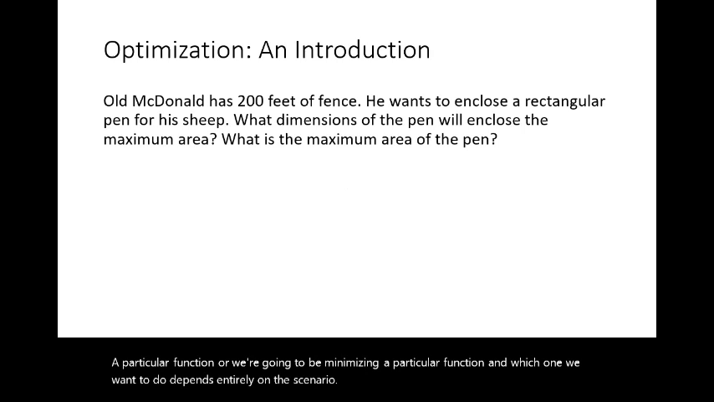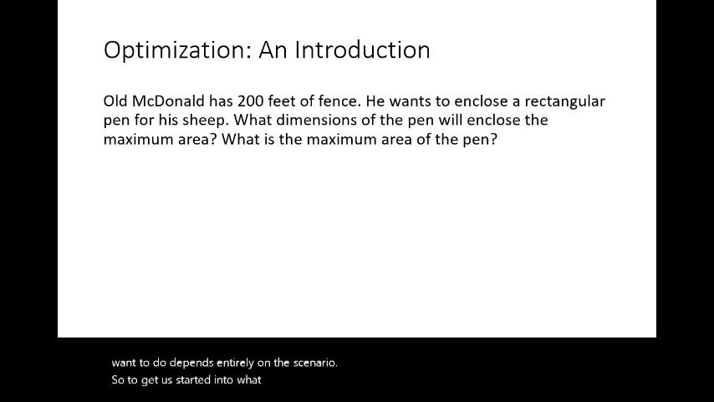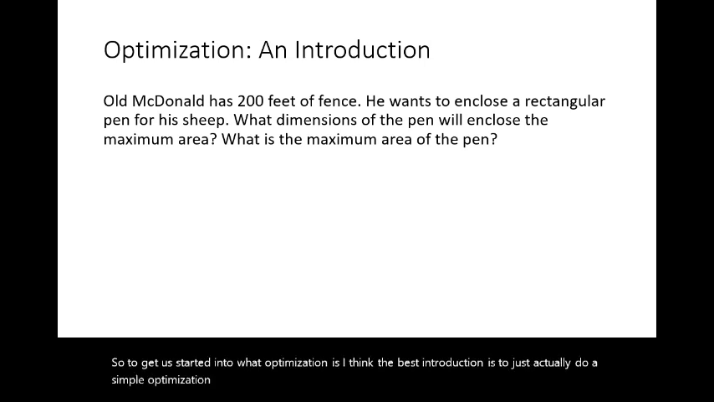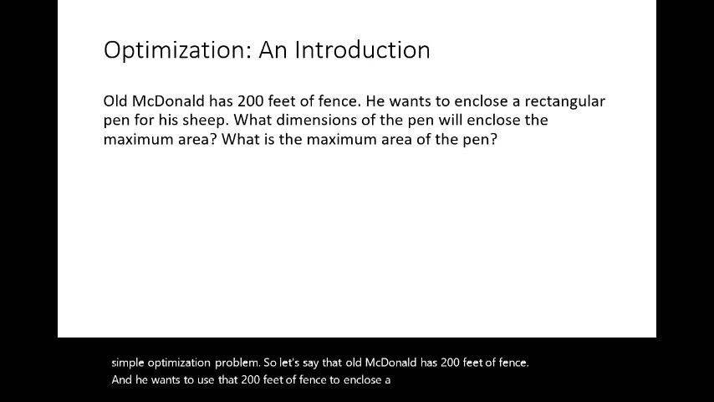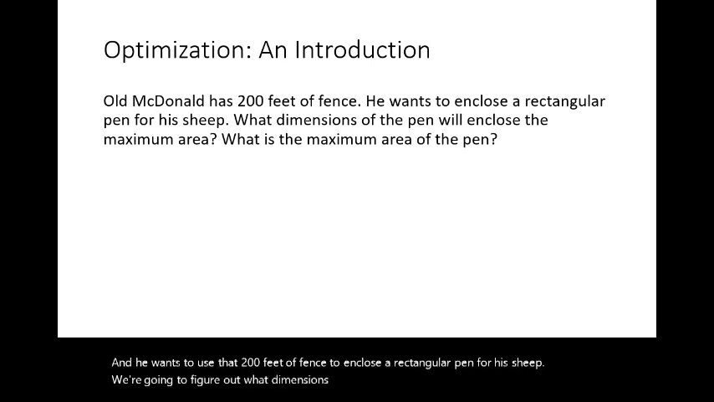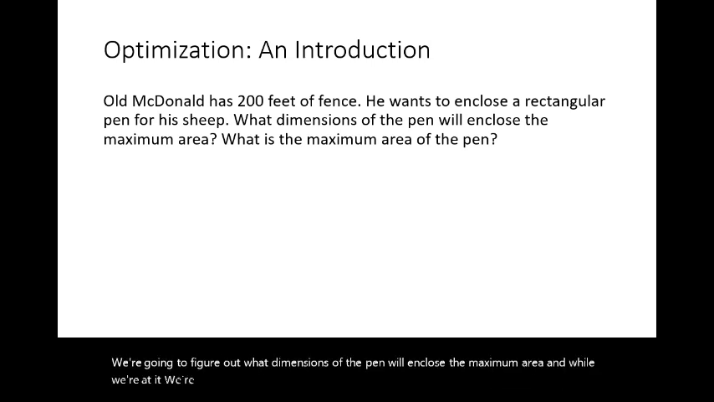So to get us started into what optimization is, I think the best introduction is to just actually do a simple optimization problem. So let's say that Old MacDonald has 200 feet of fence, and he wants to use that 200 feet of fence to enclose a rectangular pen for his sheep. We're going to figure out what dimensions of the pen will enclose the maximum area, and while we're at it, we're actually going to figure out what the maximum area of the pen would be.